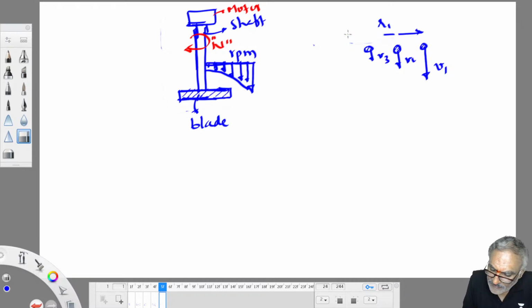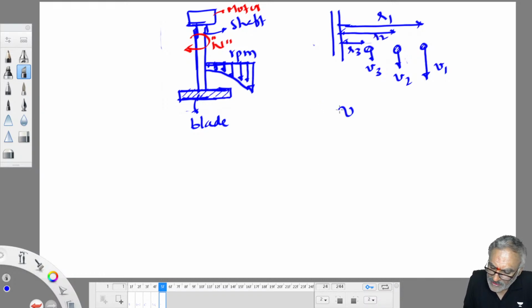So omega into R is equal to velocity. This one moves with V1 speed, this with V2, this with V3. These are at distances R1, R2 and R3 from the center of the shaft, which is rotating inside. So V is equal to omega into R. What is omega? Omega is the angular speed, which is equal to 2 pi N by 60.